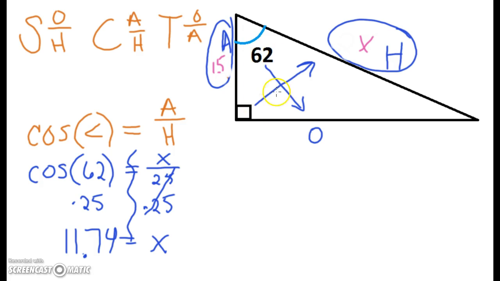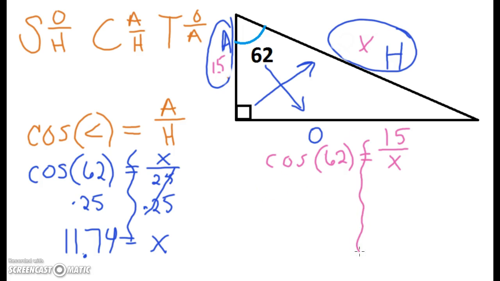So again, if I labeled my triangle, this side is still H, this side is still the opposite, and this side is still the adjacent. So I'm still using cosine. The cosine of my angle is 62, is equal to, and cosine is A over H. Well, now we know what A is, and we're solving for H. So now the X is on the bottom. So now we have to think a little bit more about what we're going to do.